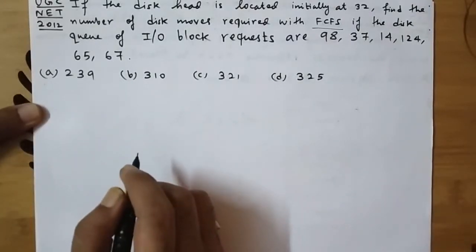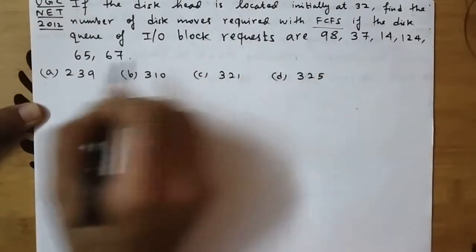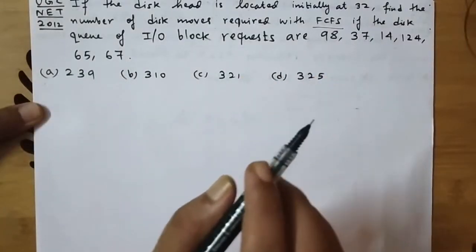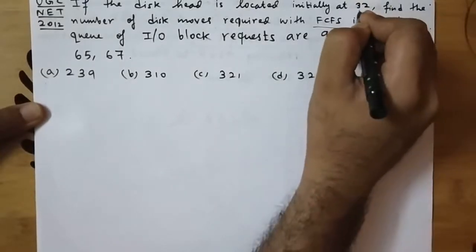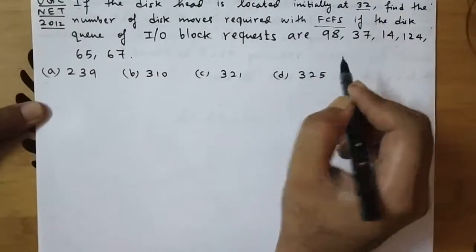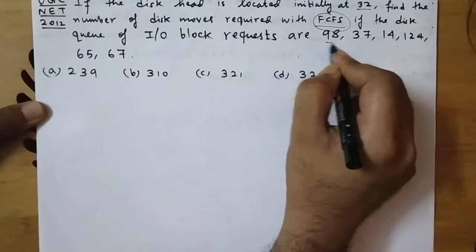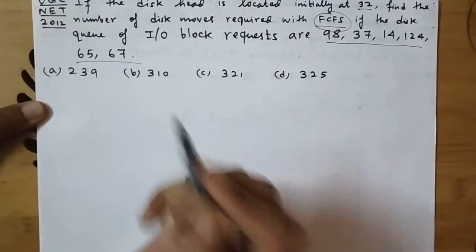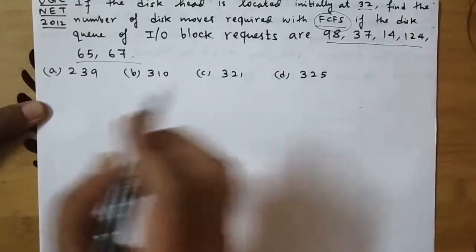So what we need to do first is arrange these requests in ascending order, and we also have to keep in mind that the initial position is 32. We cannot forget this, okay? We also have to keep in mind that we are using FCFS, so the order which is given here has to be followed. So let's start. We are going to arrange it.